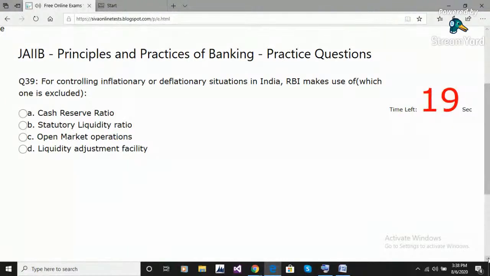Question 39. For controlling inflationary or deflationary situations in India, RBI makes use of, which one is excluded? Option A.